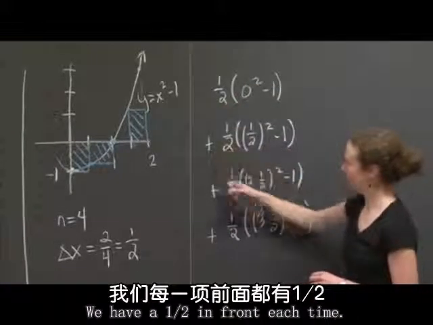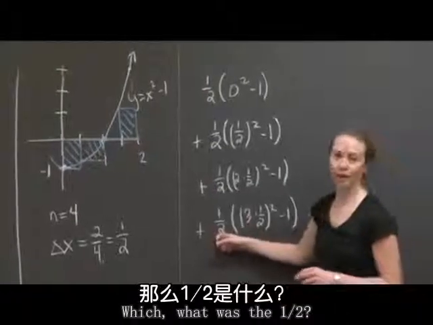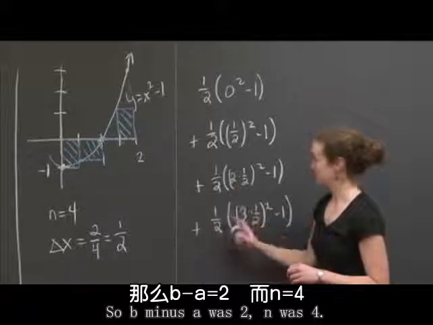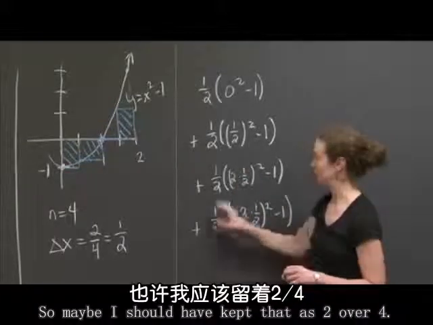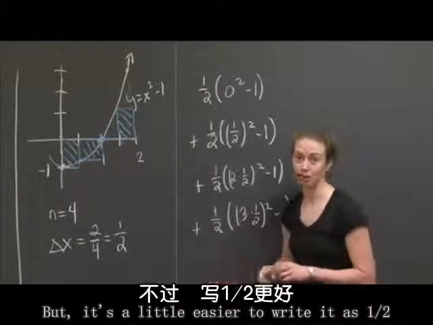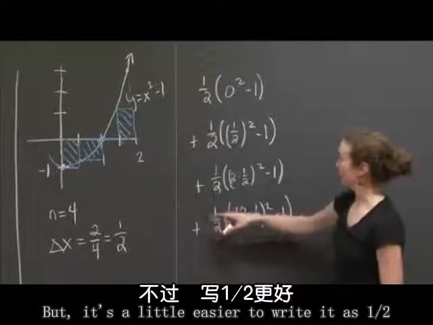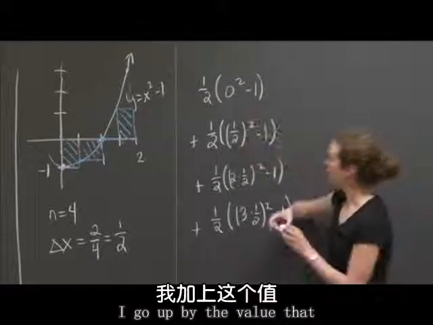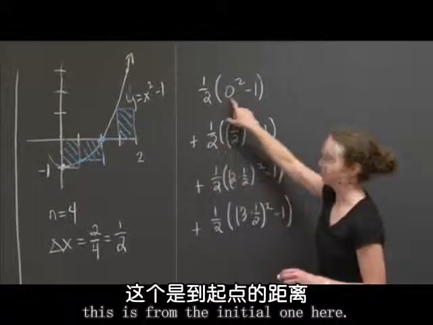We have a 1/2 in front each time, which, what was the 1/2? It was b minus a over n. So b minus a was 2, n was 4. So maybe I should have kept that as 2 over 4. But it's a little easier to write it as 1/2 because of what I'm doing next. I square something, I subtract 1. I go up by the value that this is from the initial one here.